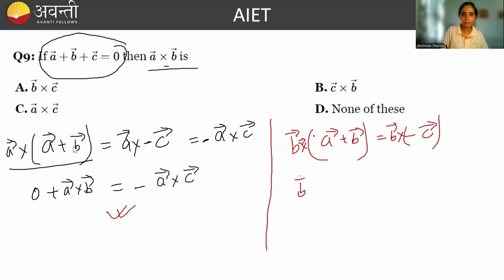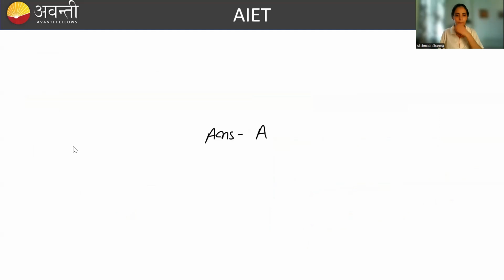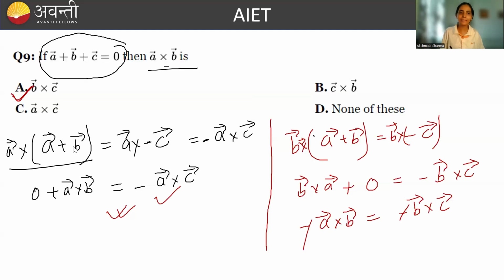So B cross A plus B cross C, which is 0, is equal to minus B cross C. B cross A can be written as minus A cross B, and this is equal to minus B cross C. So minus minus will cancel. A cross B is how much? It is equal to B cross C also. So A is the correct answer. This is also correct, but it is not in our option, right? So the correct answer will be A.